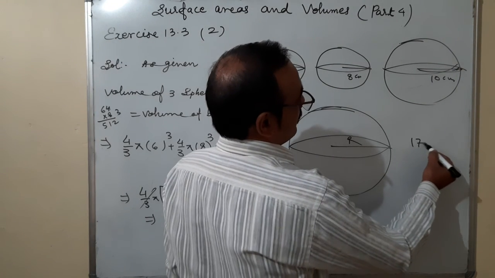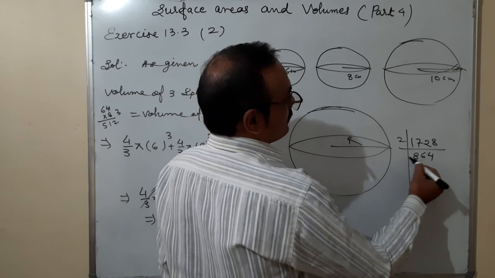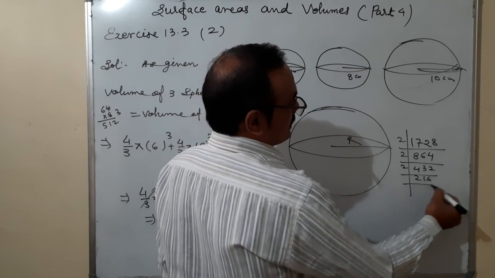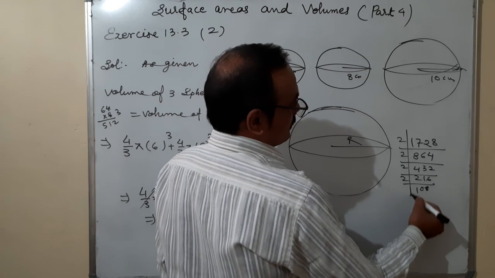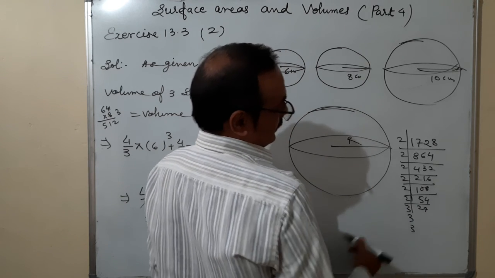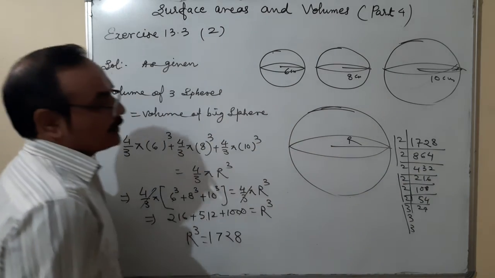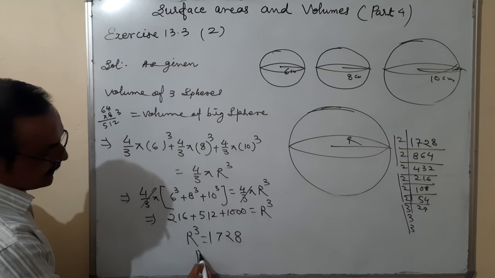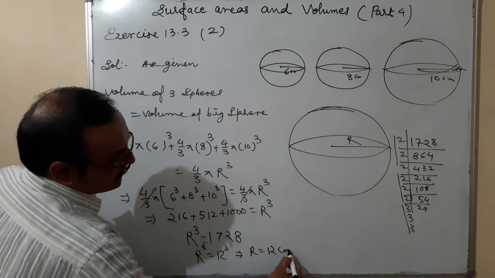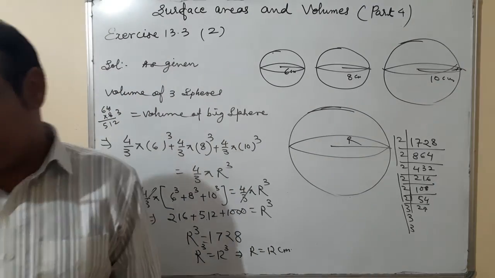1728 must be a cube of something. Check it. 1728, divide by 2, 864, 432, 216, 108, 54, 27, 3, 3 and 3. So the pairs of 3s and 2s: 2 into 2 into 3, 2 2 is 4, 4 3 is 12. So what should I write here? R cube is equal to 12 cube. This means R is equal to 12 centimeter. So the radius of the big resulting sphere is equal to 12 centimeter.